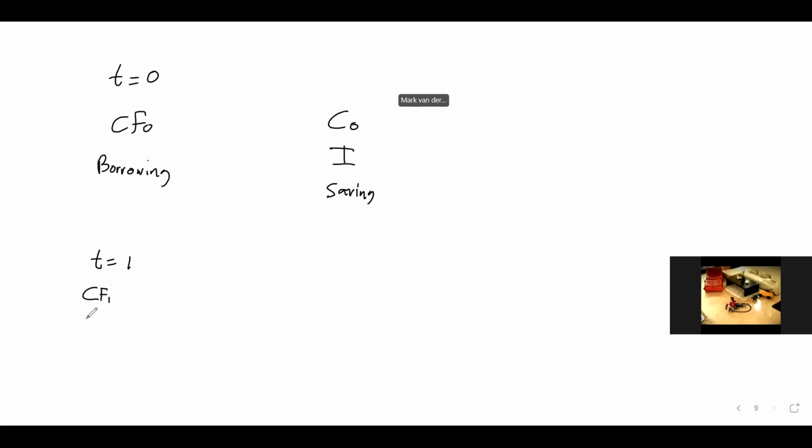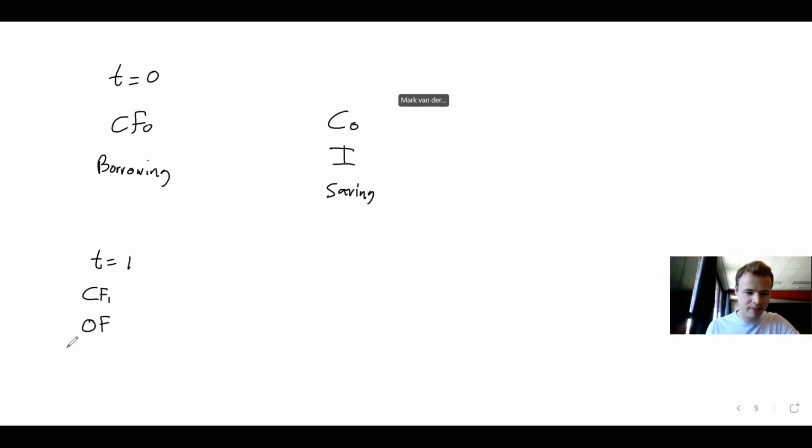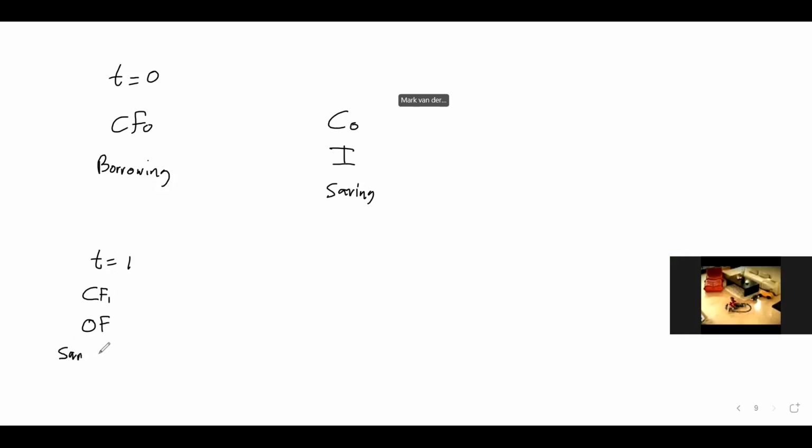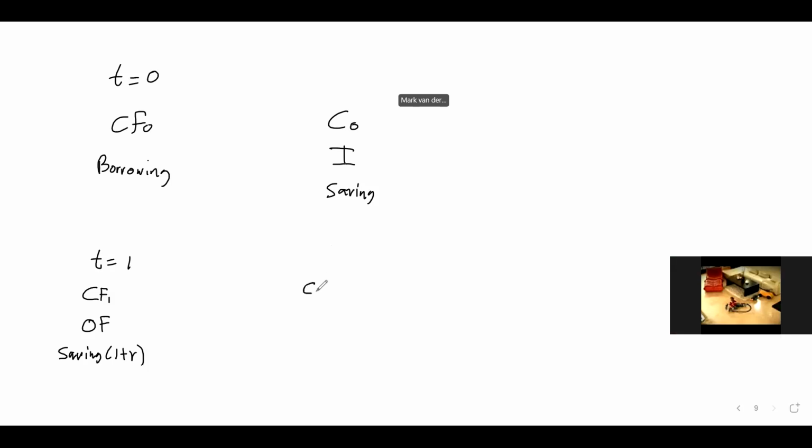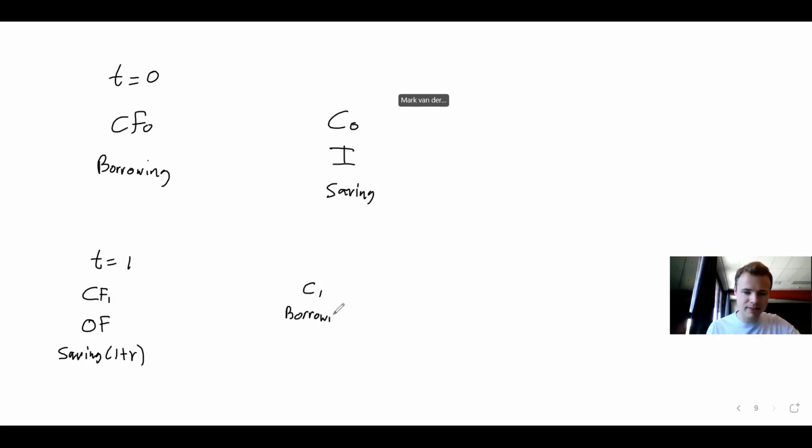No, I'm sorry, the proceedings. Yes, the OF. And then the saving proceeding, times 1 plus R. And what are the outflows? C1. And then to pay back for borrowing. Yes, to pay back for borrowing.